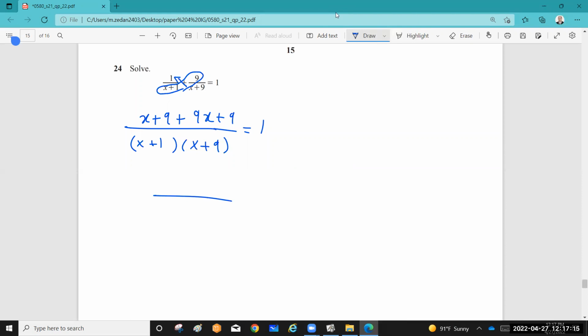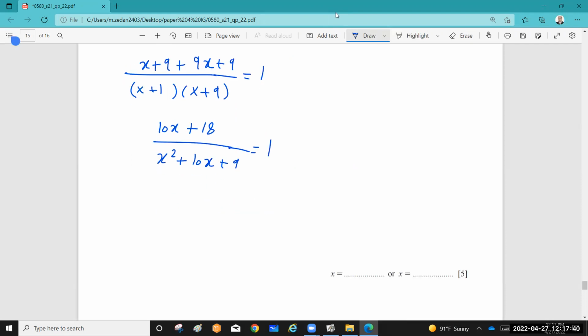So I have here x plus 10x plus 18. 9 plus 9 is 18. Over the product of x plus 1 and x plus 9 is x squared plus 10x. X squared plus 10x plus 9, okay, is equal to 1. Any fraction is equal to 1 if the numerator is equal to denominator. So just write x squared plus 10x plus 9 is equal to 10x plus 18.